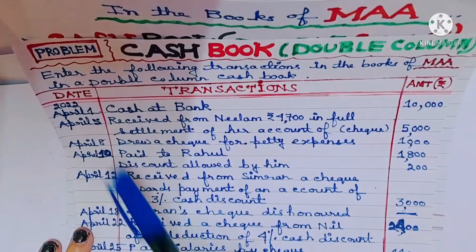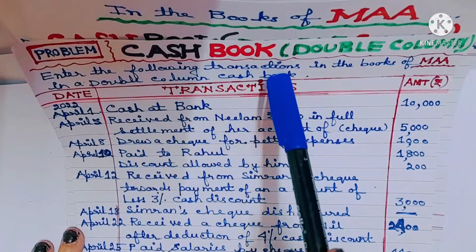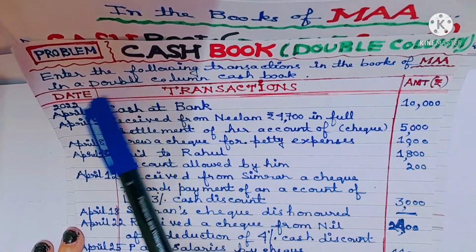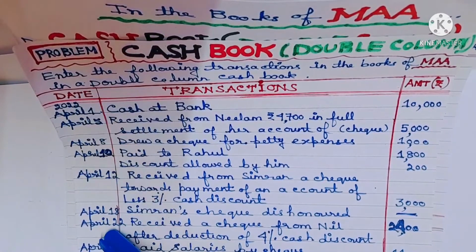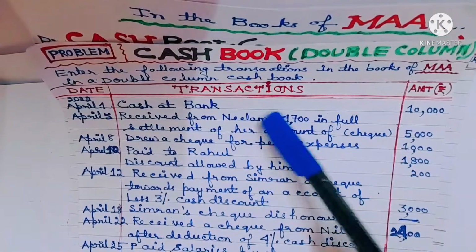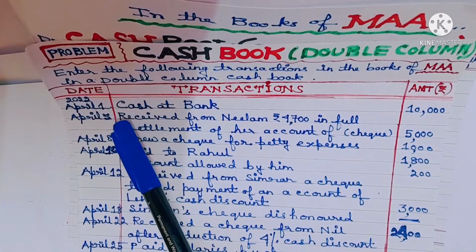Okay? So here is the problem. Cash book, double column. Enter the following transactions in the books of Ma in a double column cash book. Here is the column for date. Here is the column for transactions. Here is the column for amount. So what is the first transaction?